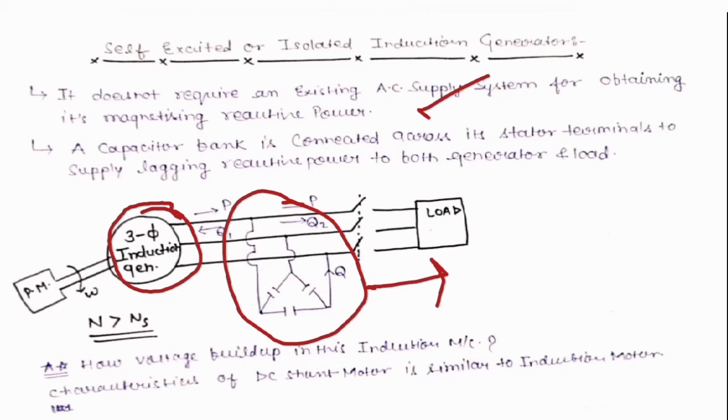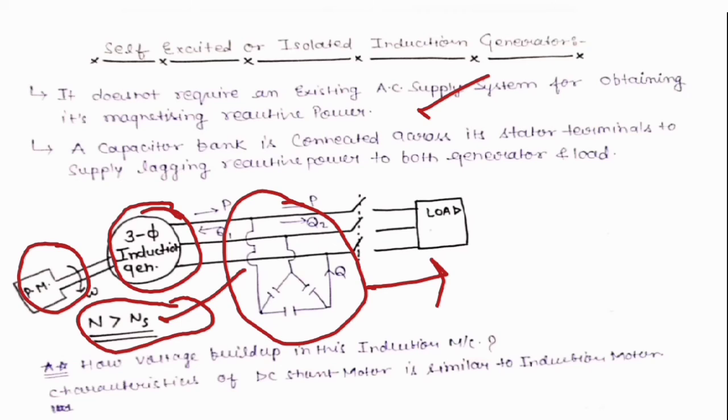Okay, so we know this is the prime mover, and n is greater than ns, that means the rotor speed should be greater than ns. In the case of the induction generator, the rotor speed has to be greater than the synchronous speed. That is the must condition in any induction generator. This is the first condition you have to follow: the rotor speed should be greater than the synchronous speed. So in this type of induction generator also, this condition is valid.